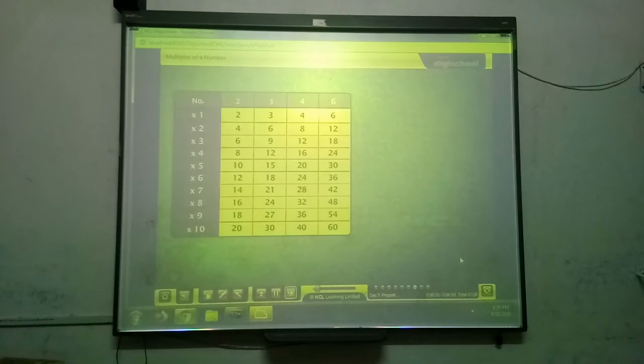Properties of multiples. Seller has made a table here that shows the first 10 multiples of the numbers 2, 3, 4 and 6. Let's observe this table and learn a few properties of the multiples.